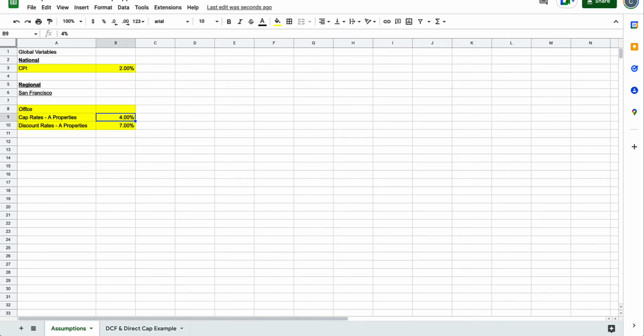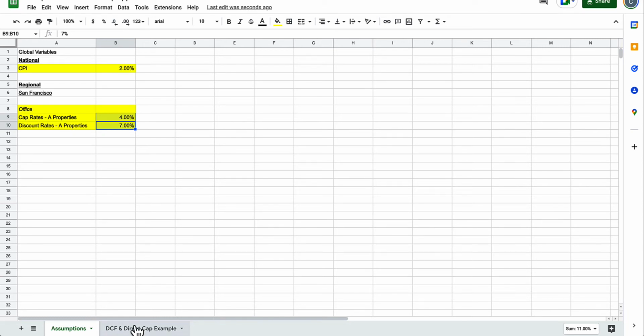Then cap rates for this market: these are Class A properties, meaning really nice buildings, and the cap rate is 4% for this market. Then discount rates, remember, are higher than cap rates because they include estimates of total return, whereas cap rate is more about dividend yield. Discount rates in this market are 7%. Let's just assume that we found these by looking at comparable properties, and these are the numbers we've reconciled to.